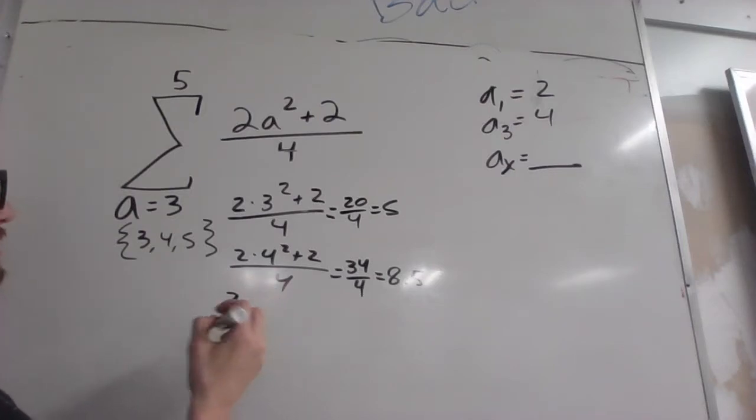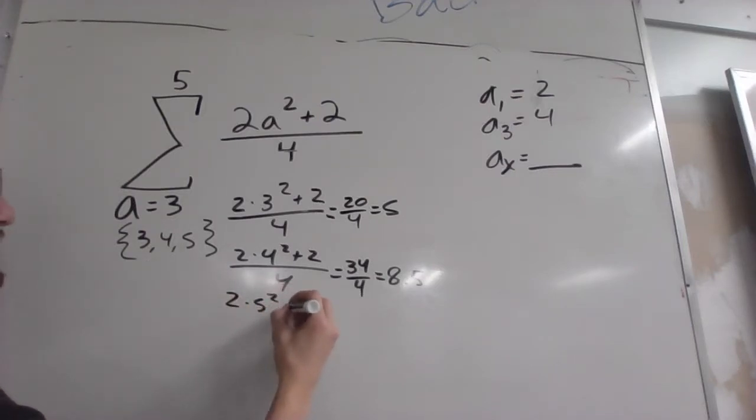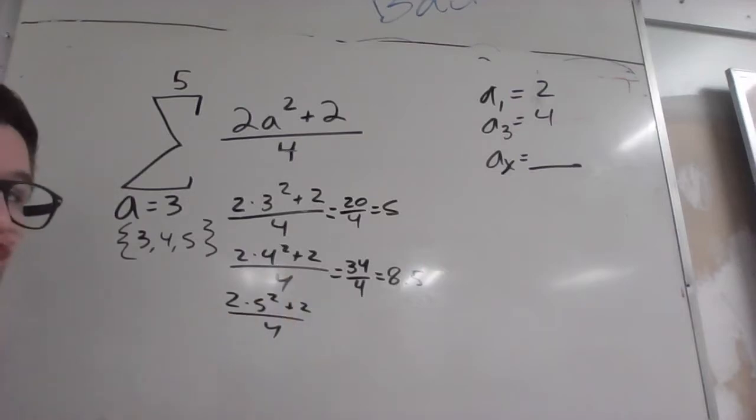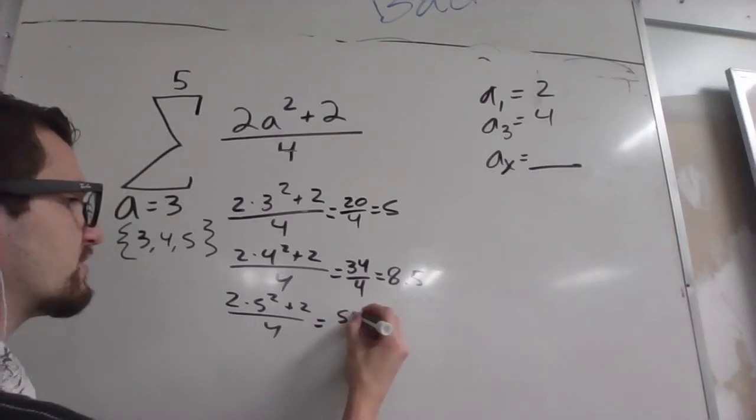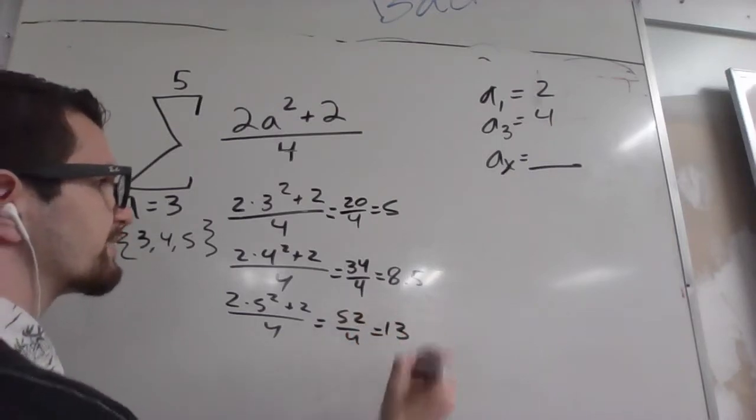I'm using my head. Third one, we're going to plug in 5. 2 times 5 squared plus 2 over 4. 5 squared is 25. 25 times 2 is 50. 50 plus 2 is 52. So I get 52 over 4, which gives us 13.